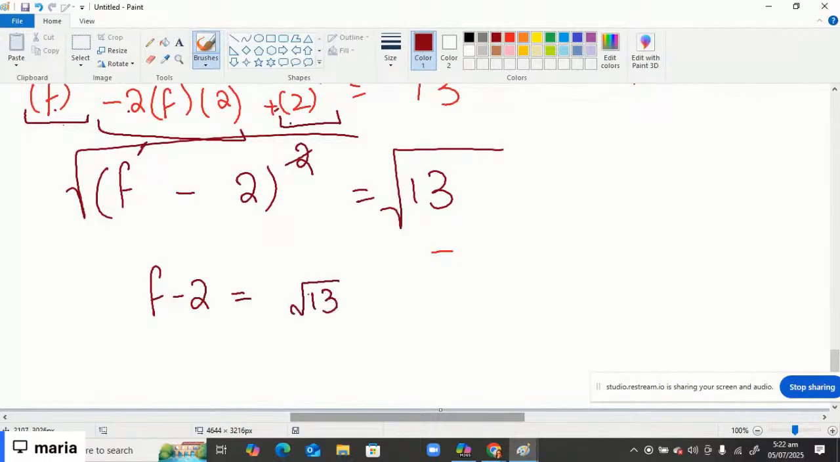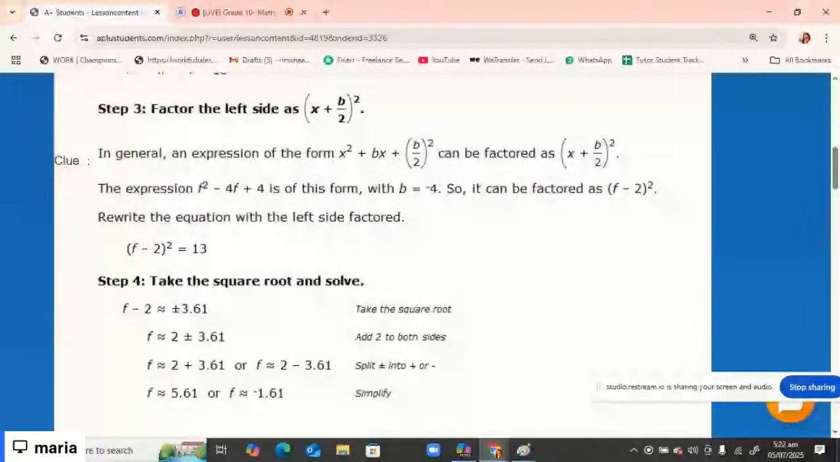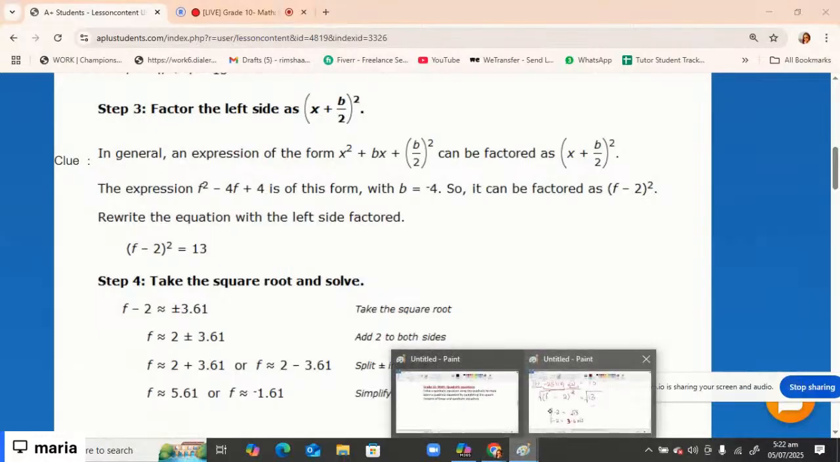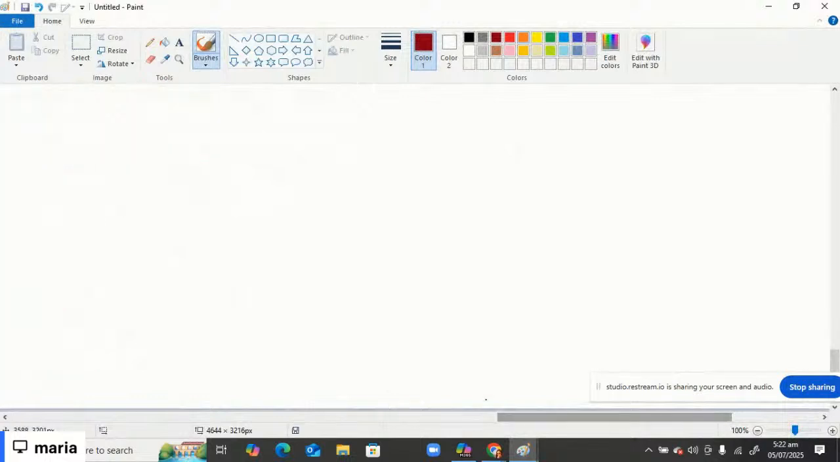Now let's find out the value of square root 13 and then just solve it. The value of square root 13 is 3.6055. And now just solve it one by one because there are two signs with it, first the positive sign and then the negative sign. So here f minus 2 is equal to plus minus 3.60.